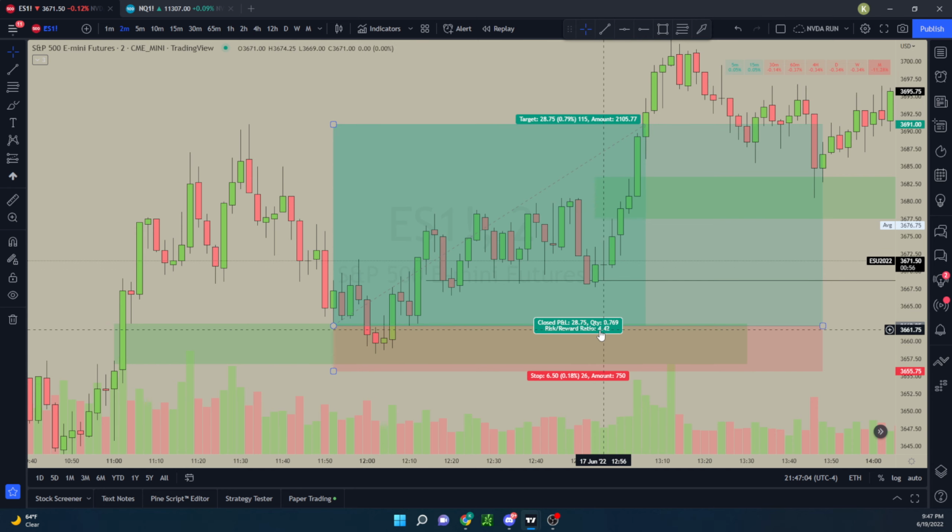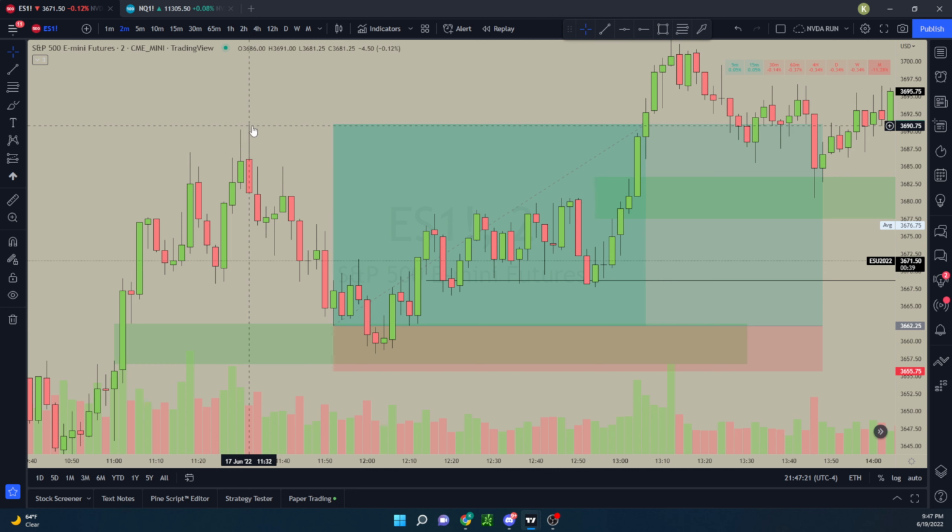So you guys see this 4-to-1 risk to reward. So as soon as this candle, let's say one of these candles went below here and closed, I would be out, right? That's it. I'm done. I don't care where it goes from there. I stopped out. And my target is my previous high, right?